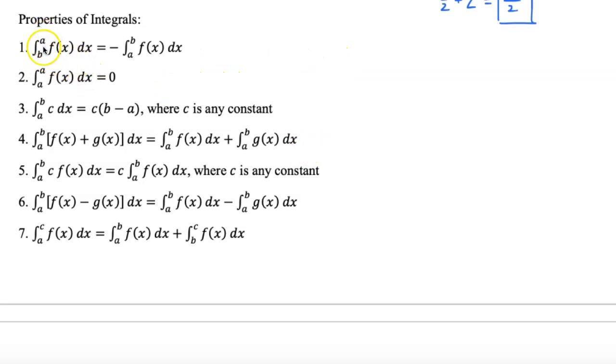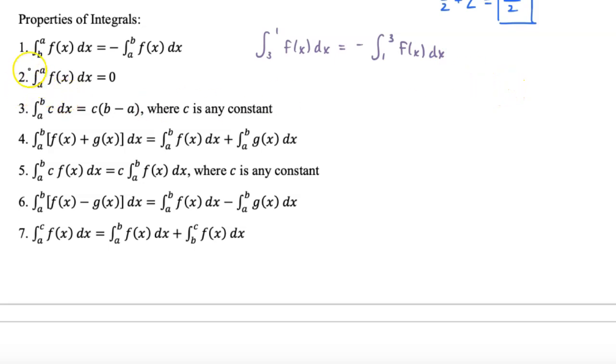However, if we flip those bounds, let's say we're going from 3 to 1, and we have some function, and we're integrating with respect to x, this is just negative the integral from 1 to 3 of this function with respect to x.